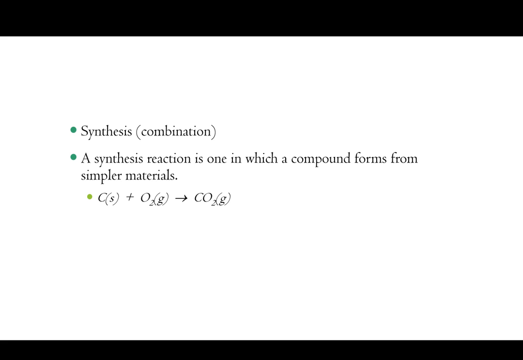So a synthesis or combination reaction is one in which a compound forms from simpler materials. So you'll have 2 elements as your reactants, and then they will get put together as your products. So we have carbon and oxygen reacting to form carbon dioxide.